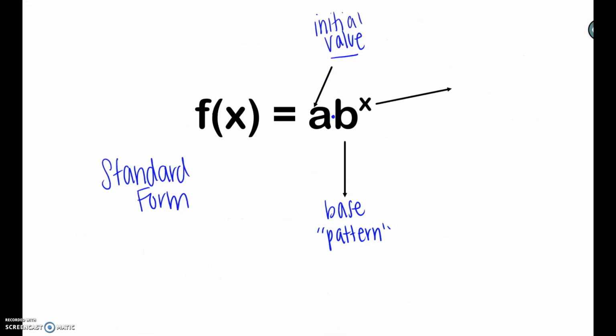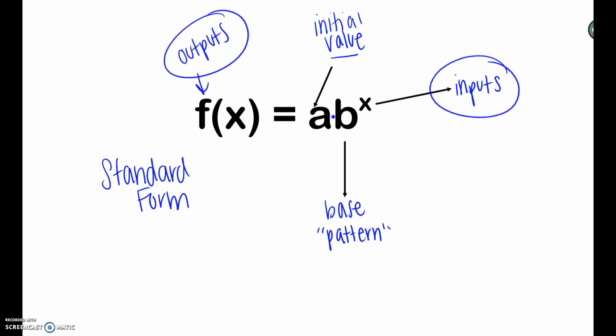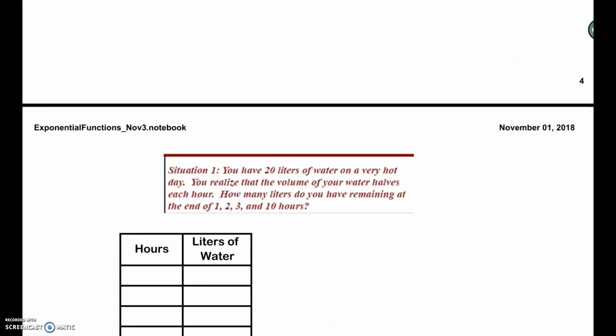Our X represents our inputs, or our domain, our independent variable. And the f of x, that represents our outputs. So these 2 didn't change from our linear functions, inputs and outputs. However, the a and the b represent just a little bit different items. So again, this is the standard form of an exponential. Make sure you've got all of your pieces labeled in your notebook as well, because you're going to be using this form to make some comparisons in a few minutes.